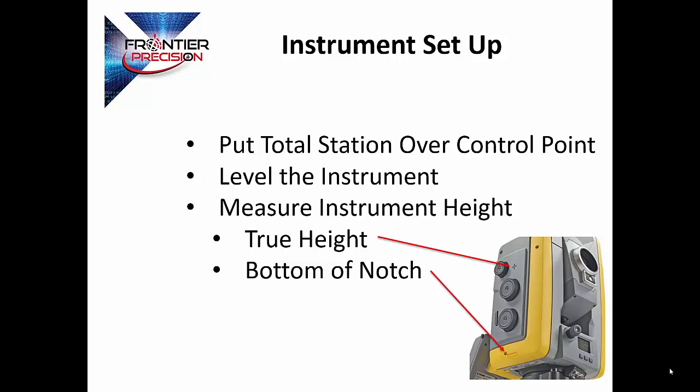The first thing you will do when setting up a total station is set up over your control point and make sure it is level. Once you are over your point and level, you will measure your instrument height. There are two different spots you can measure to, and it is important that you select the correct one in your station setup. True height is measured to the crosshairs on the side of the total station, and bottom of notch is the bottom of this line here. Measure and record your instrument height somewhere. We will enter this into the data collector later.